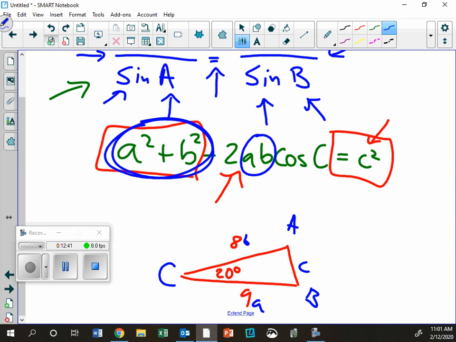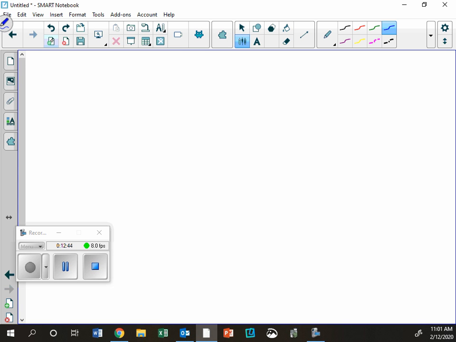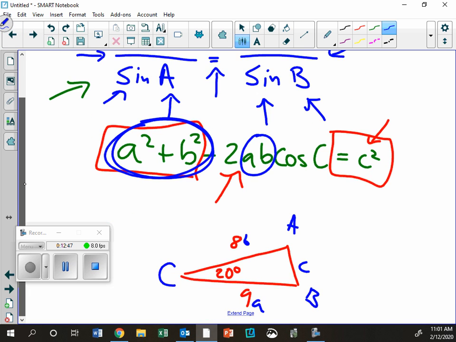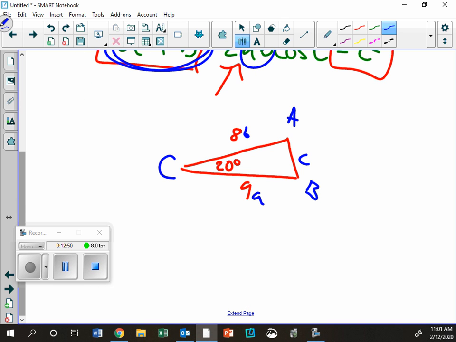So let's try to use it once. Actually, why not use the problem we just had? It will make you not have to redraw a problem. Let's figure out how big angle A is. Now notice, I don't have an angle across from a side. If I did, I would be using the law of sines right now. But I have what I like to call a side angle sandwich: side, angle, side. I have a side, and then the angle, and then the other side.